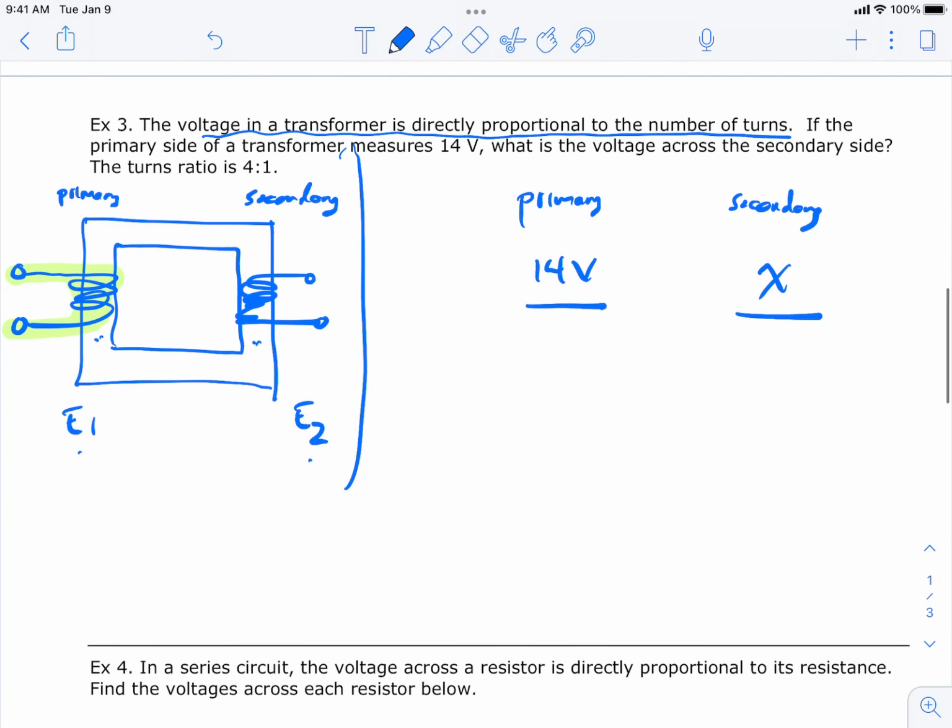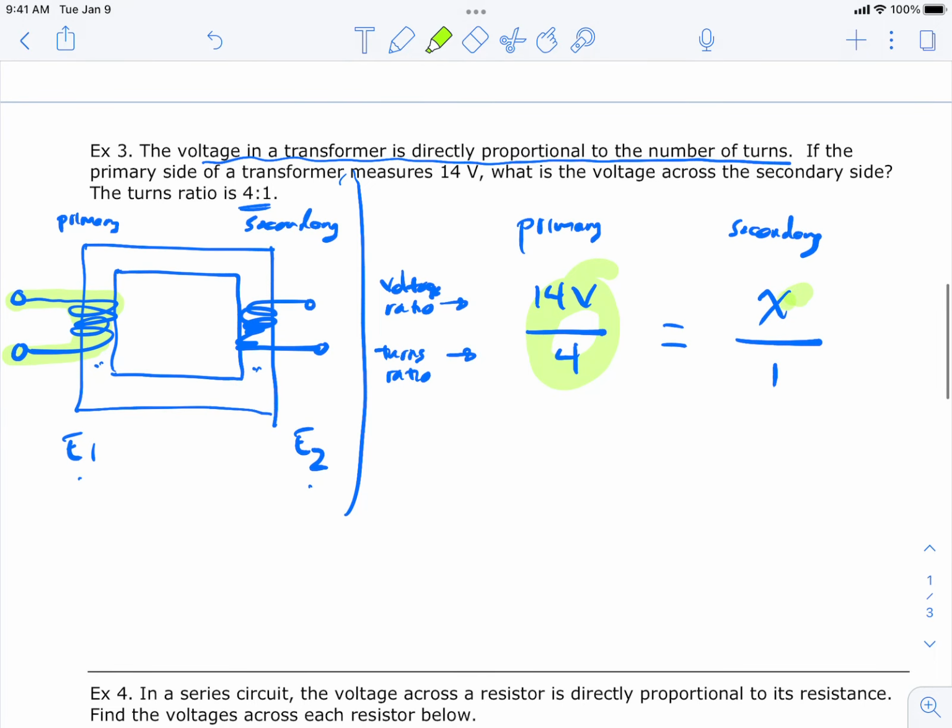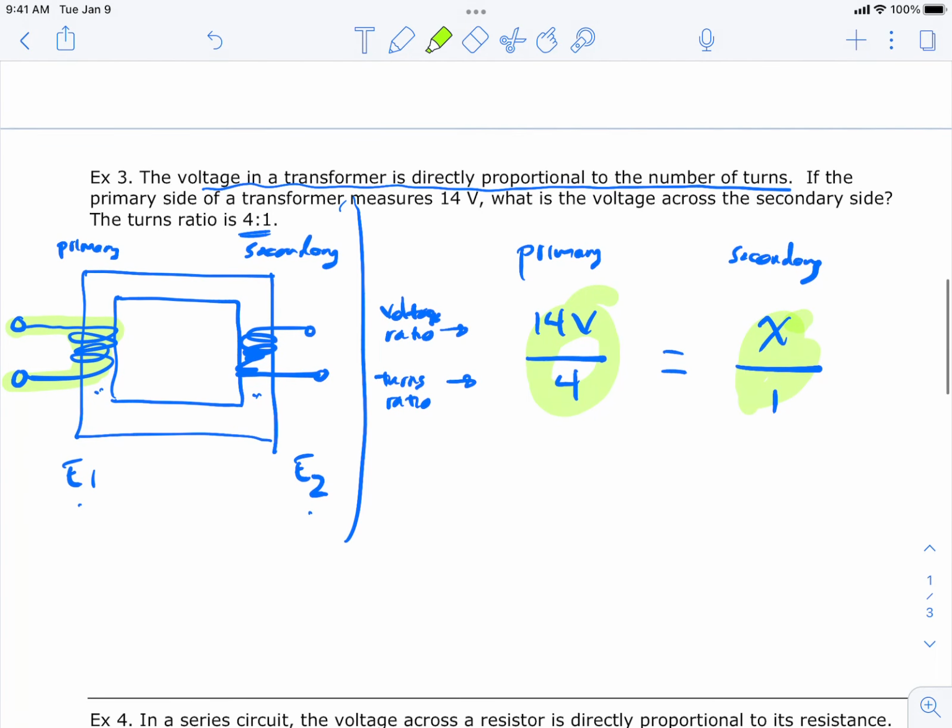The turns, it's a 4-to-1 turn ratio, which means the turns are going from 4 to 1. So I put the turns ratio here. Turns ratio. And up here, this is the voltage ratio, I guess you'd call it. So what stays the same is that on the primary side you have a certain voltage, and on the secondary side you have a certain voltage. On the primary side you have a certain number of turns, and on the secondary side you have a certain number of turns.